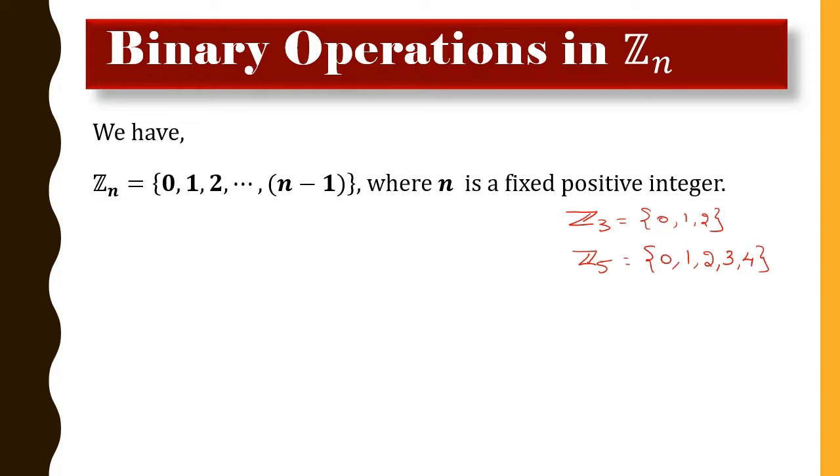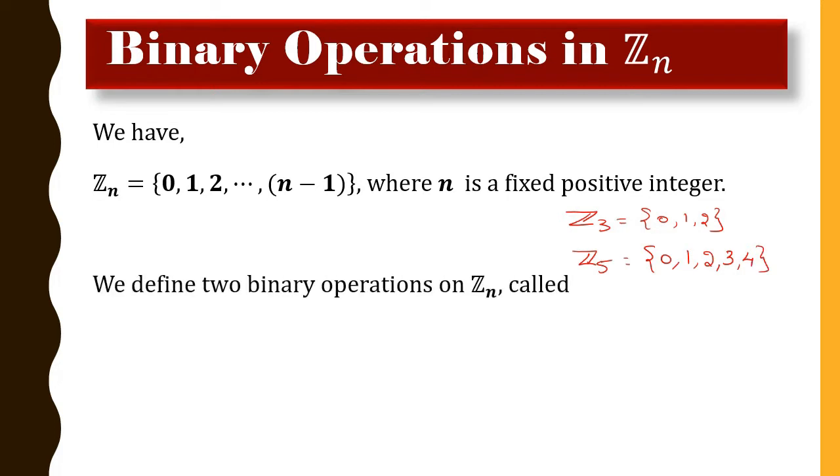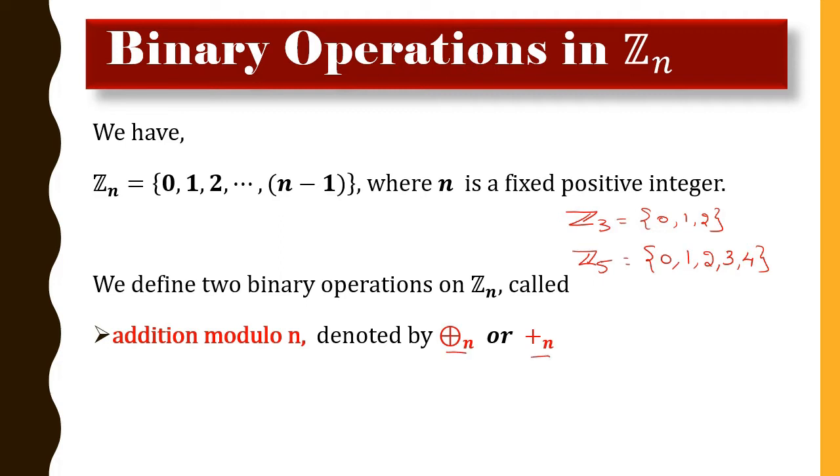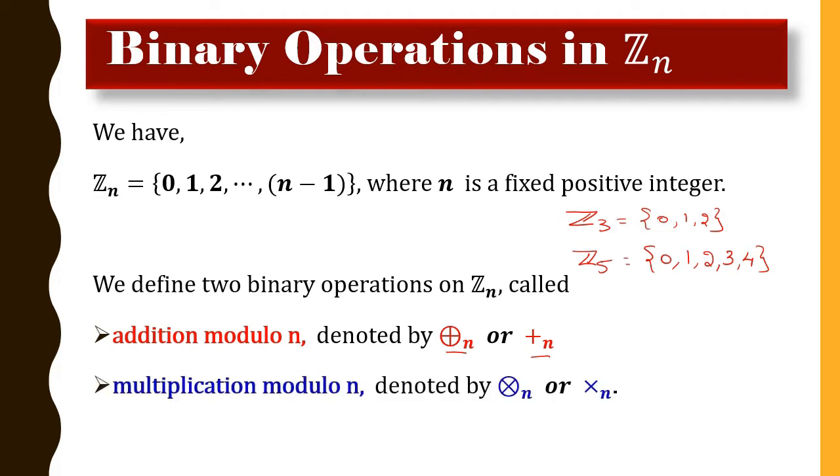Now we shall define two binary operations in the set Zn, namely addition modulo n, which is denoted by these two symbols, and multiplication modulo n, which is denoted like this: multiplication and the suffix n. Okay, now we shall define them one by one.